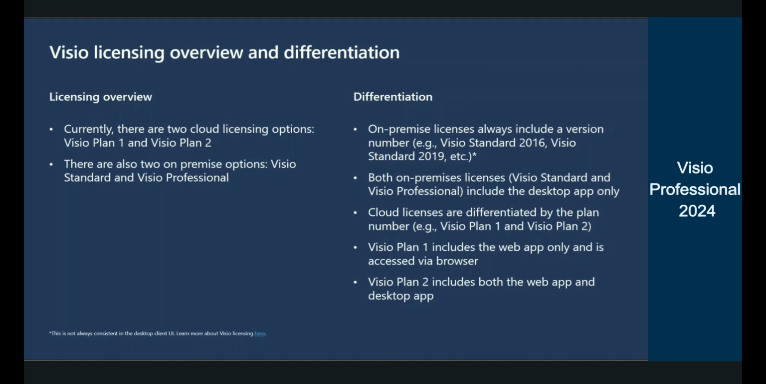Visio Plan 1 is a cloud-based license, and it's only running in the browser, which means it exists only as a web app. So there is no deployment necessary, and you can just open your browser and you're good to go. Visio Plan 2 includes Plan 1 and adds a desktop application in addition to what Plan 1 already has to offer.